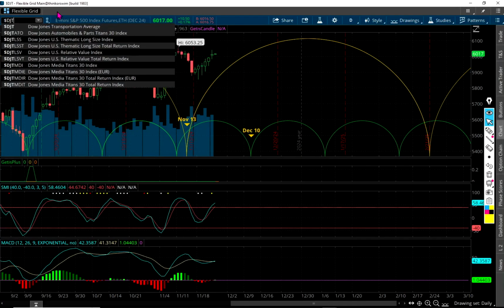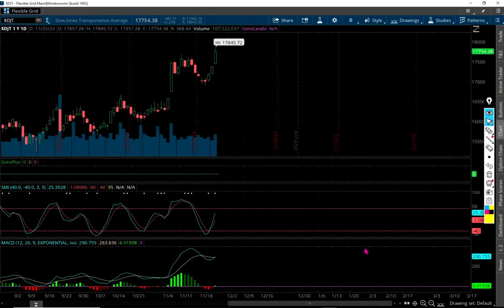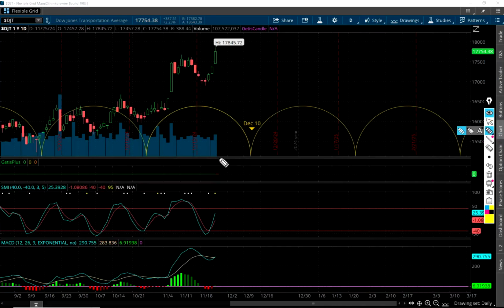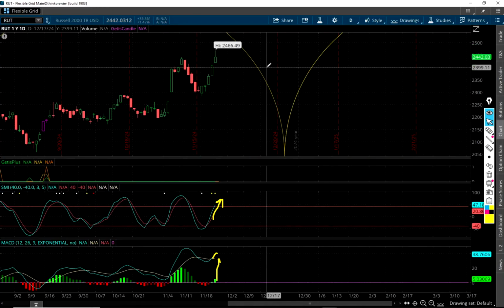Dow Jones Transportation. We're going to bang through these products pretty quick here. Man, this looks super bullish. Look at this thing, on fire. Transportation has definitely got more room to go. Absolutely on fire. So looking good there.